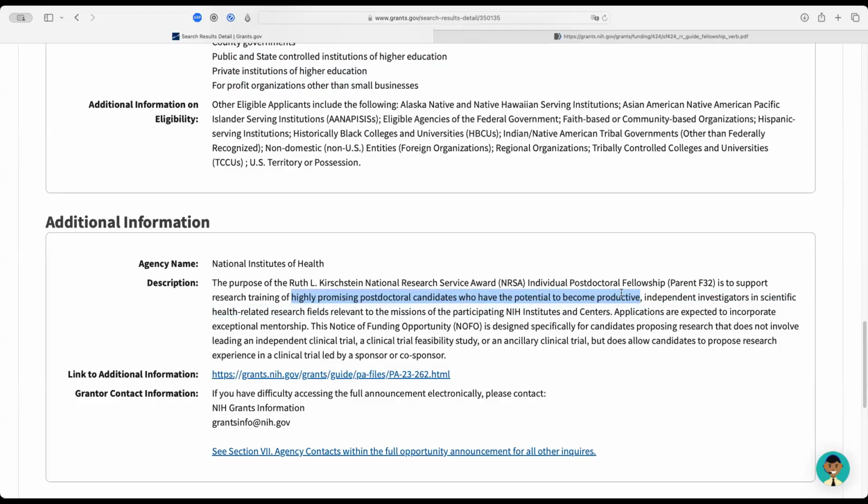Because if you have just finished your doctorate, usually most of your work has been focused on the doctorate. If you tried to apply for the senior award, they say, well, you haven't done any of those things yet.